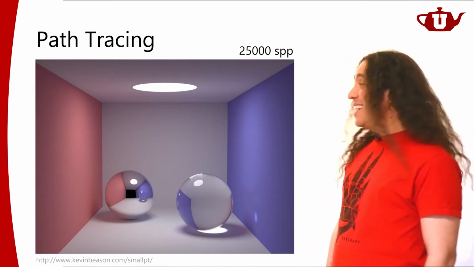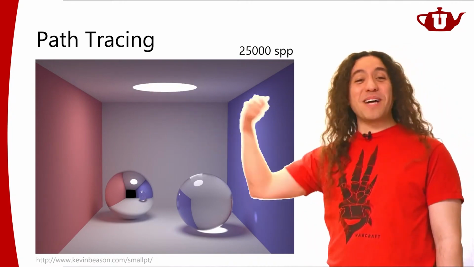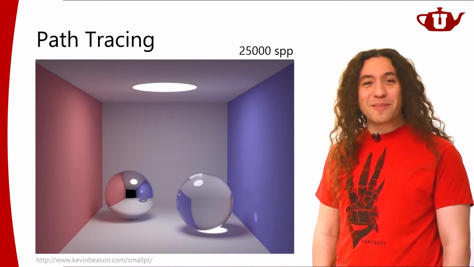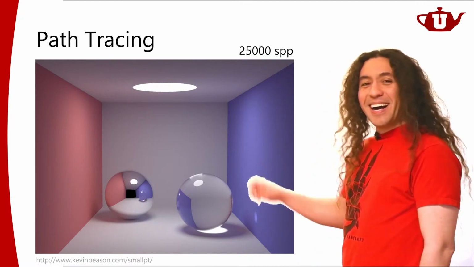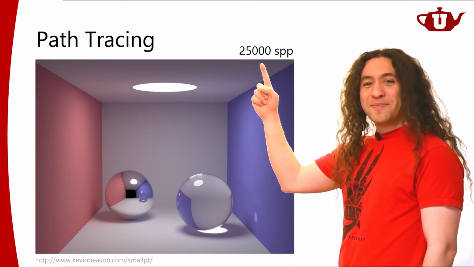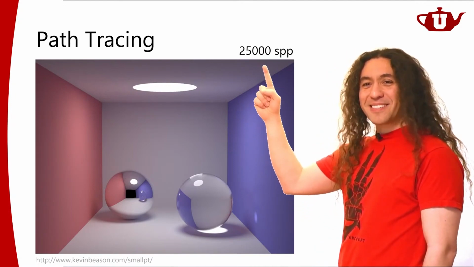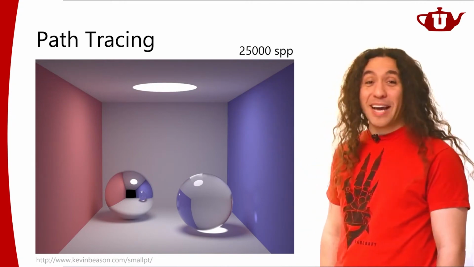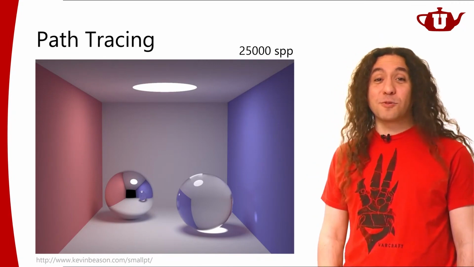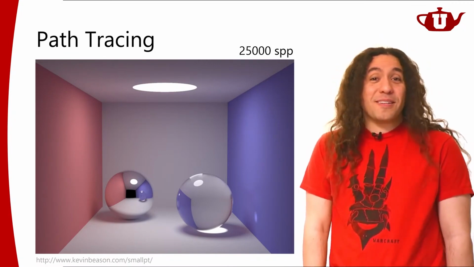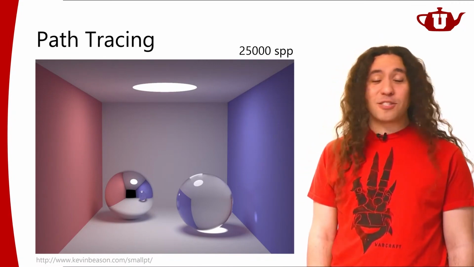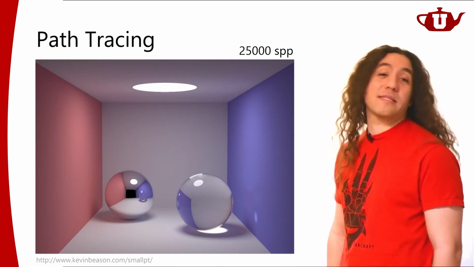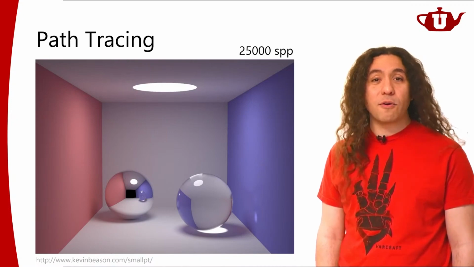So I said path tracing is pretty much the go-to algorithm we have today for computing global illumination. But this is scary, right? 25,000 samples per pixel? Yeah, no, we can't do that. And we definitely cannot do that for interactive real-time rendering. It's just not possible. And 25,000 samples per pixel is even crazy for offline rendering.